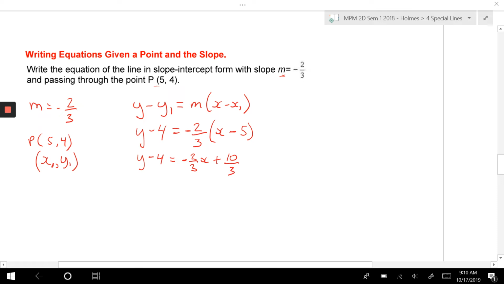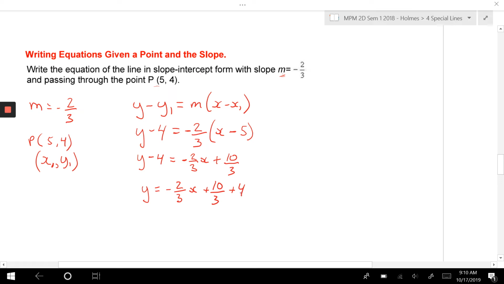I'm trying to put this in slope-intercept form, so I need to isolate y by itself. So I've got y minus 4. I'm going to need to add 4 to both sides. That gives me y equals minus 2/3 x plus 10/3 plus 4. And so I added 4 to both sides.